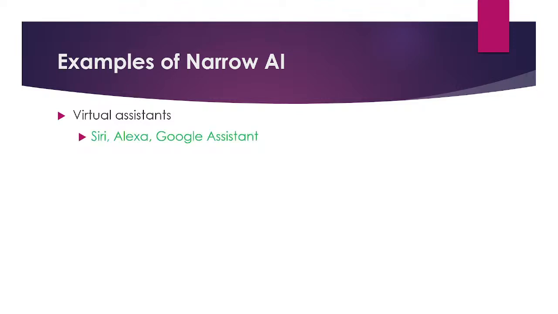Other examples of virtual assistants are Siri, Alexa, and Google Assistant. We can talk to them. They can mimic human beings up to some extent, and it looks like they know a lot. They behave like a human being, but their scope of working is still very limited. They cannot do more than that.